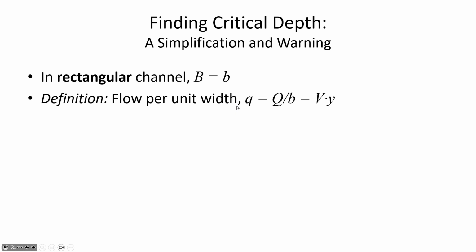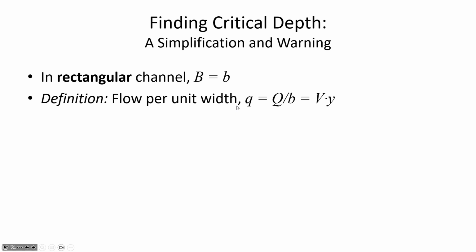2.5 meters squared per second is the flow per unit width. So it's just basically saying for every meter of width, so they're saying here's a meter, here's a meter, here's a meter, here's 1 meter, how much flow on average is going through there?